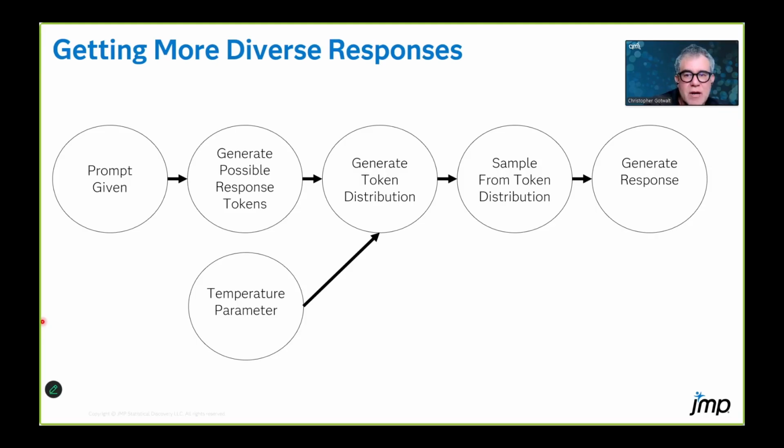The temperature parameter is very important in that low temperature values lead to essentially the same response every time, which is useful when you just want a fact-based summary. Higher values of temperature will give you more varied responses, which is useful when you want a more natural human-like response or when you want more creativity in the responses.